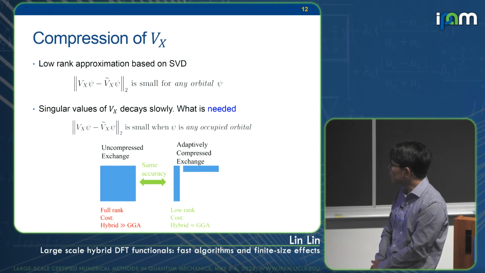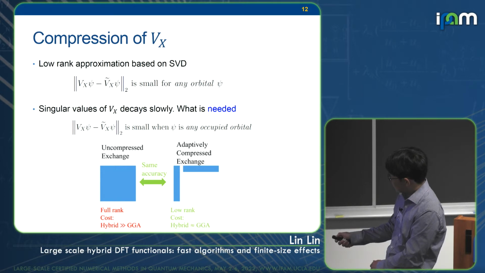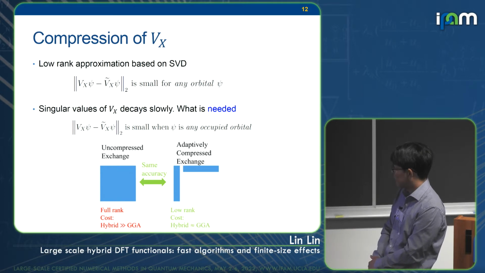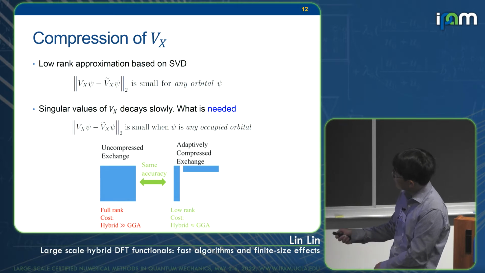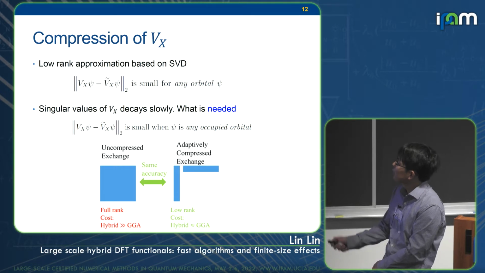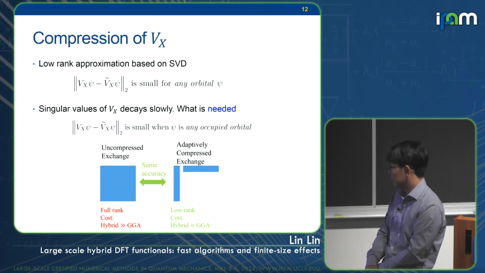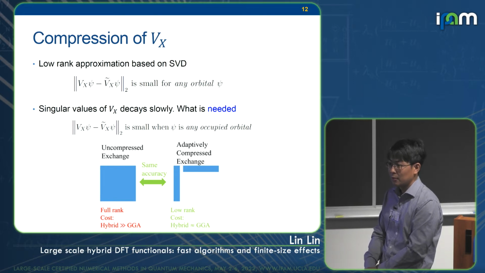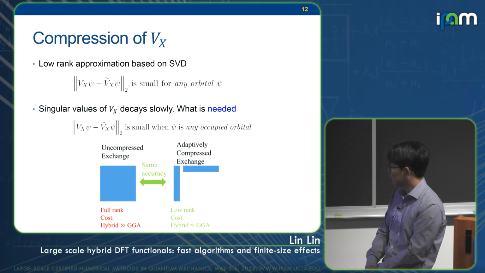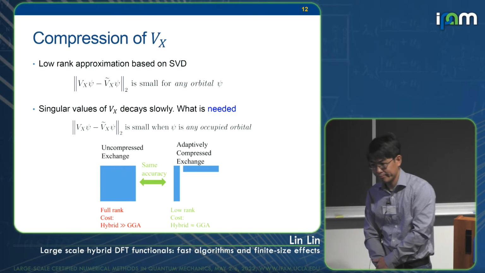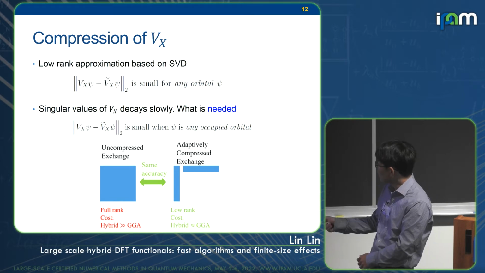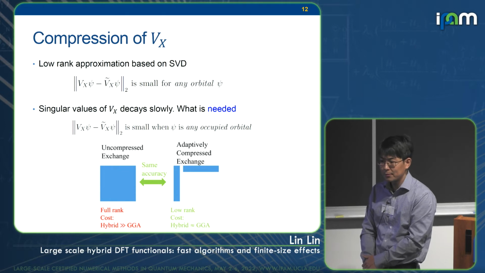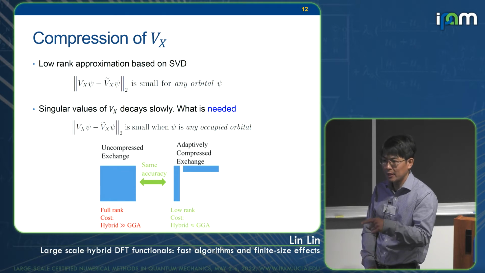But this is not what you need either, because even though the singular values of Vx decay very slowly, what we really want in these hybrid functional calculations is to find a surrogate so that the difference between Vx and Vx tilde is small when applied to any occupied orbital. Furthermore, I want this thing to be not only small, but actually zero. Okay, so the difficulty, of course, is a chicken and egg problem. I don't know the converged occupied orbitals to start with. So I have to do this iteratively. I have to make a guess.